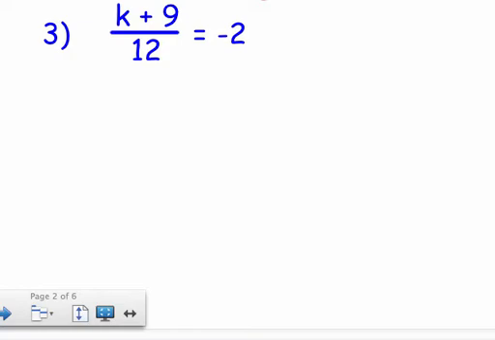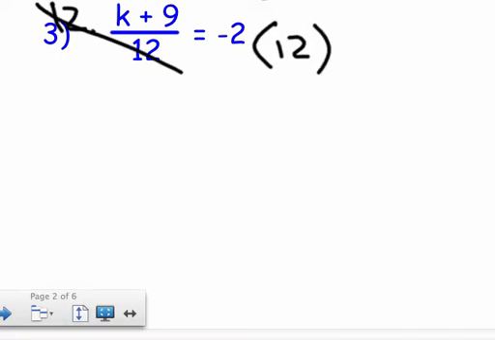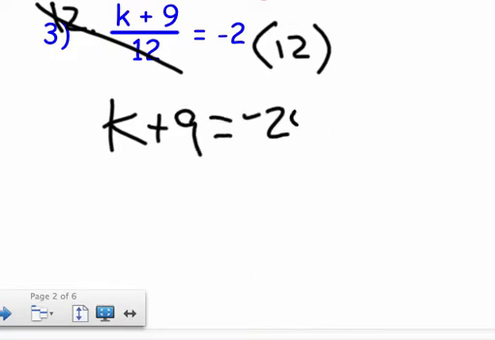Well, the inverse of dividing by 12 is to multiply by 12. So I'm going to multiply by 12, because that's really 12 over 1, and my 12's cross cancel, so I'm left with k plus 9. That's how that works. So I'm going to do the inverse of what's being done here. So dividing by 12, which means I multiply by 12. Whatever I do to one side, I do to the other. My 12's cancel. I'm left with k plus 9 equals negative 24.